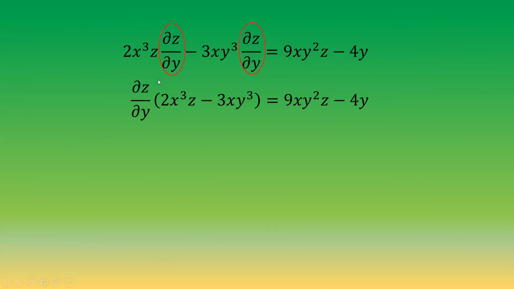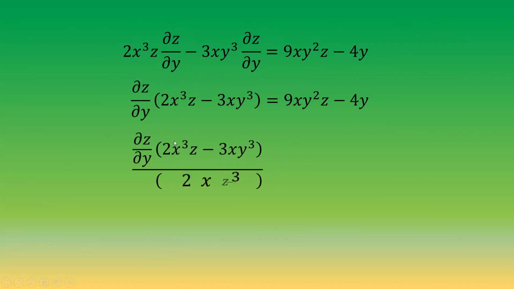So we take out their dz over dy. You're left with 2x cubed z minus 3xy cubed. So this equals 9xy squared z minus 4y. Then again, we divide both sides by 2x cubed z minus 3xy cubed.